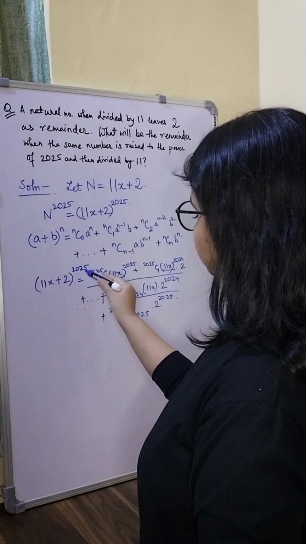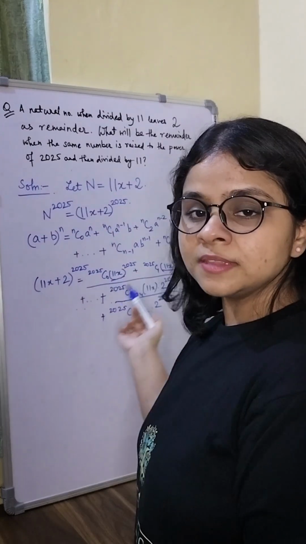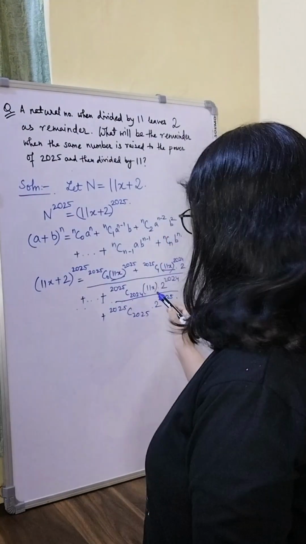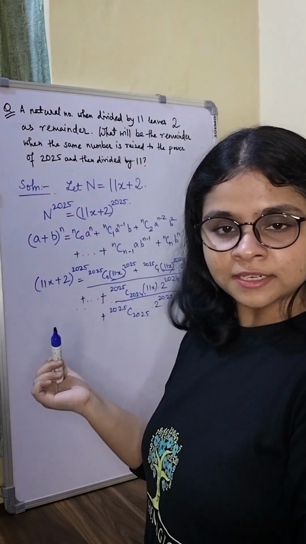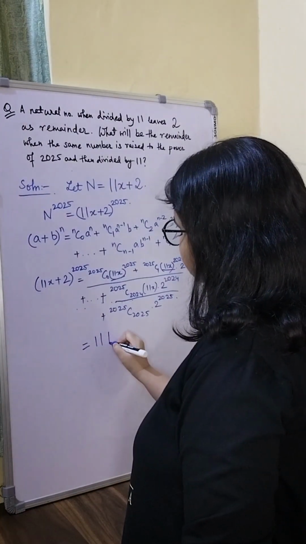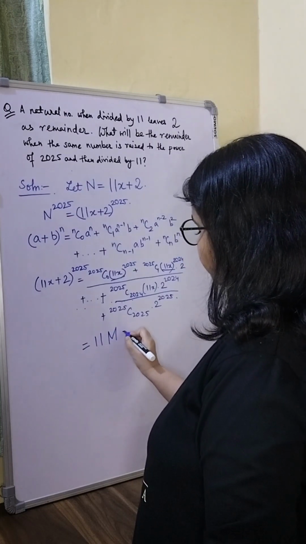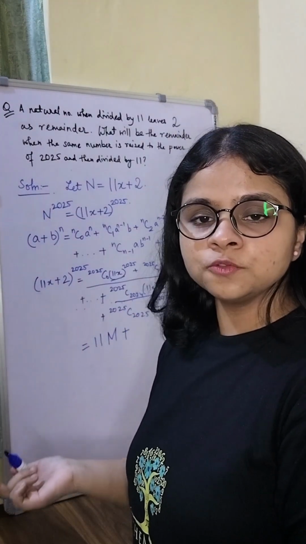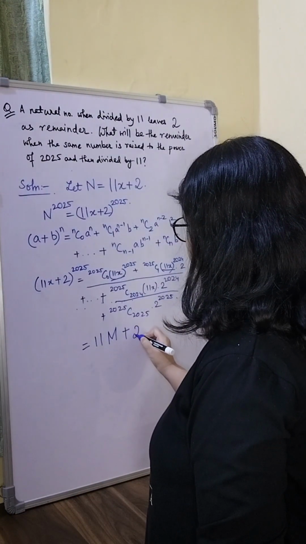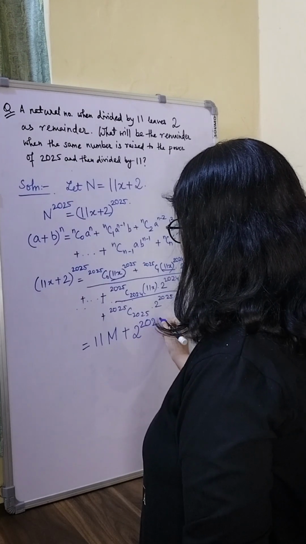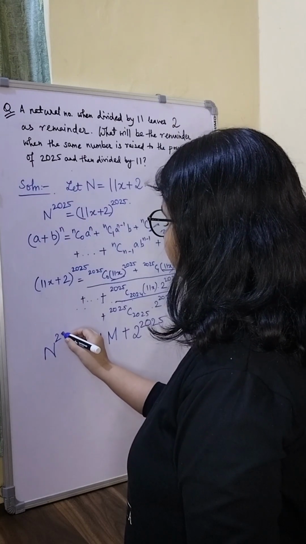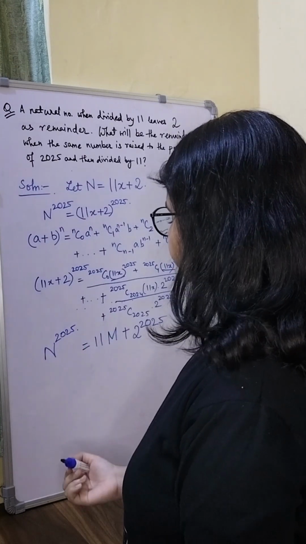So from the first term to the second last term, we see that these are all multiples of 11, okay? Because all of them have this 11x, right? So can we write it as 11 into some m, plus 2025C2025 into 2 to the power of 2025, which is 1 times that? And this gives 11m plus 2 to the power of 2025. That is equal to our N to the power of 2025. Okay? Good.